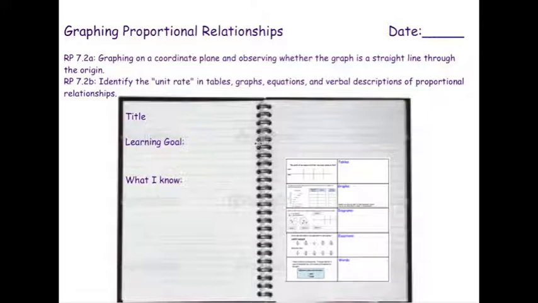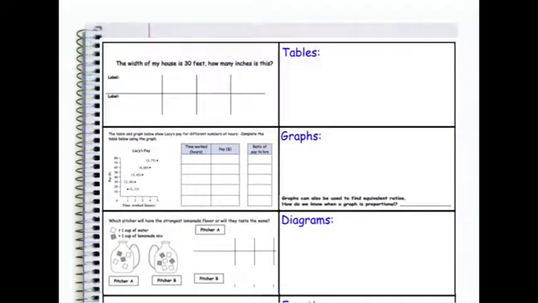So today we're talking about graphing proportional relationships, graphing on a coordinate plane and observing whether the graph is a straight line through the origin, and identifying the unit rate in tables, graphs, equations, and verbal description of the proportional relationships.